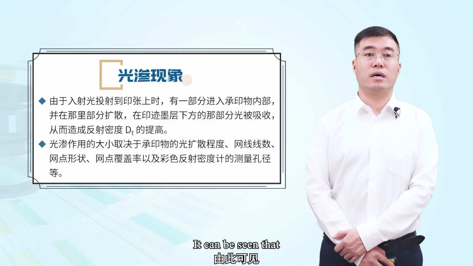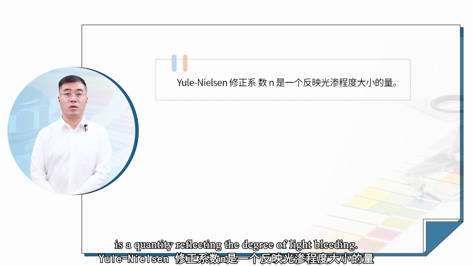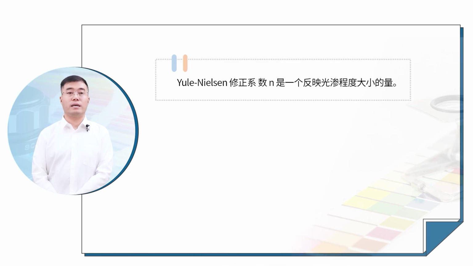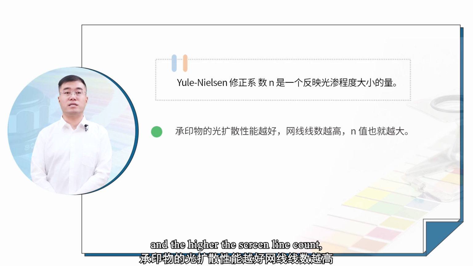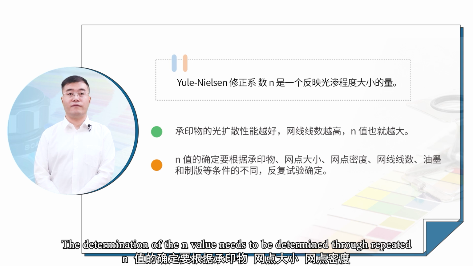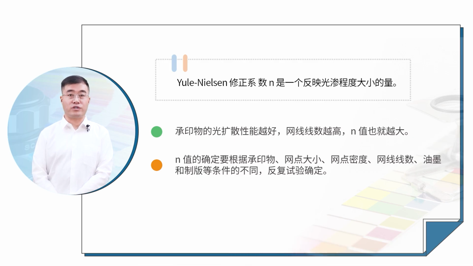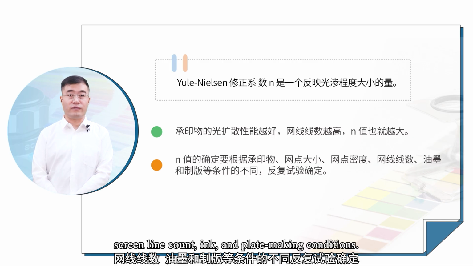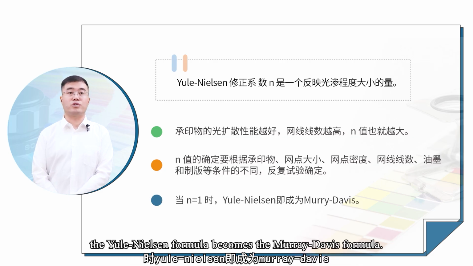It can be seen that the Yule-Nielsen correction coefficient n is a quantity reflecting the degree of light bleeding. The better the light diffusion performance of the substrate and the higher the screen line count, the larger the n value. The n value needs to be determined through repeated tests according to the differences in the substrate, dot size, dot density, screen line count, ink and plate making conditions. When n equals 1, the Yule-Nielsen formula becomes the Murray-Davis formula.